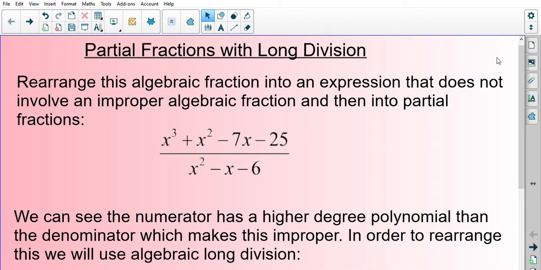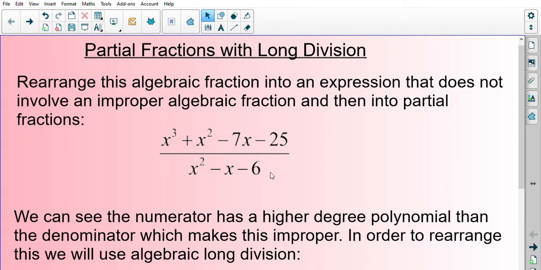Okay, in this video today we'll be looking at a partial fractions question where we'll need to use long division in order to obtain the correct answer. Okay, so the question would read, we have to rearrange this algebraic fraction into an expression that does not involve an improper algebraic fraction and then into partial fractions.